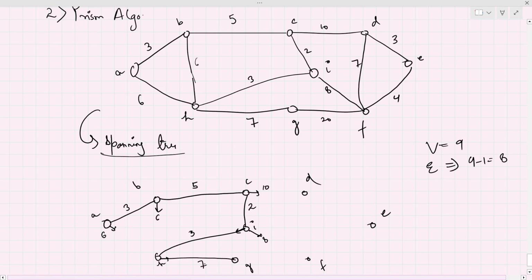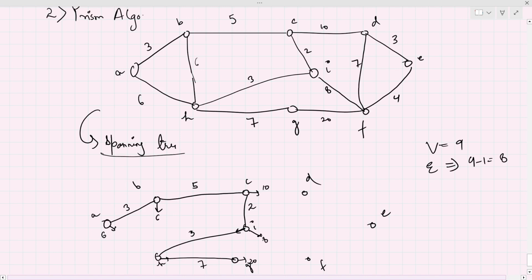Now the weight is 7. From G to F, the weight is 20. Are you going to draw an edge here? What I basically say is, if you simply go back, there are no extra edges used for going back along the same route. If you go back to the I position, you can go from I to F with weight 8, but if you go from G to F, you will have weight 20. So here 20 is there, and from I we have only 8.